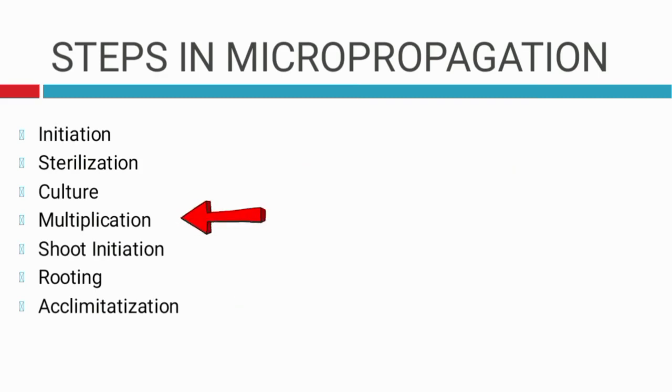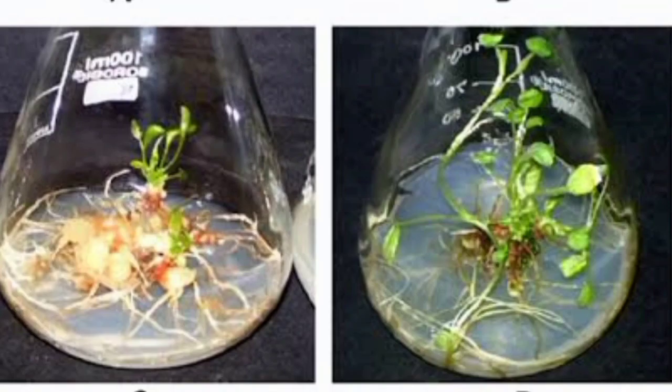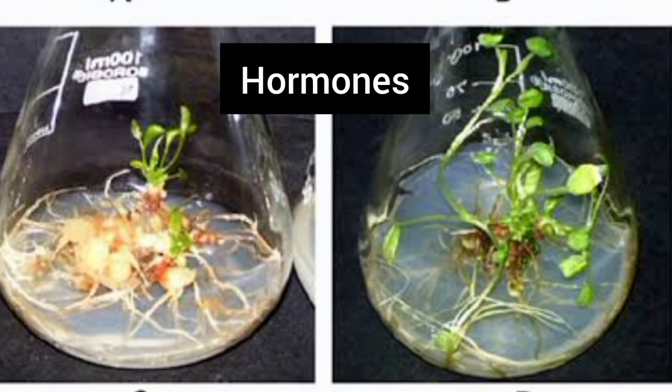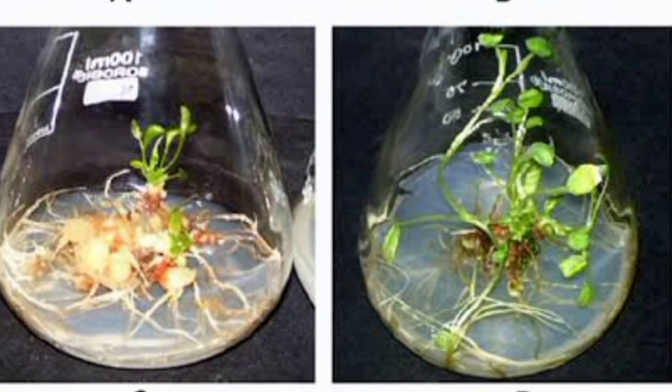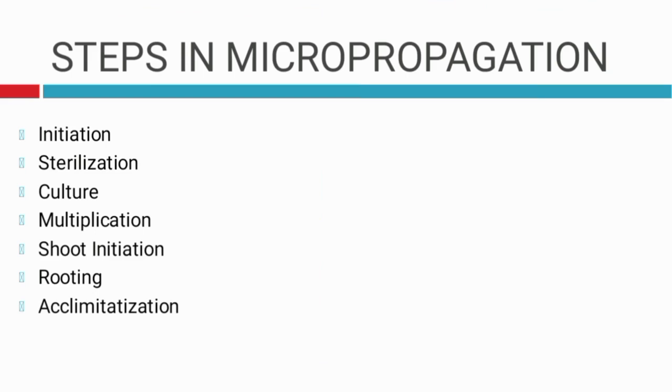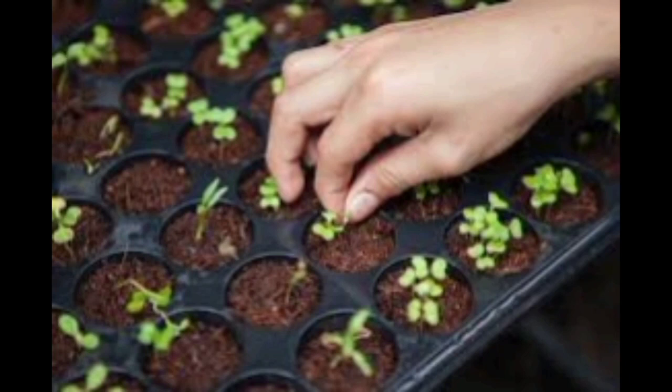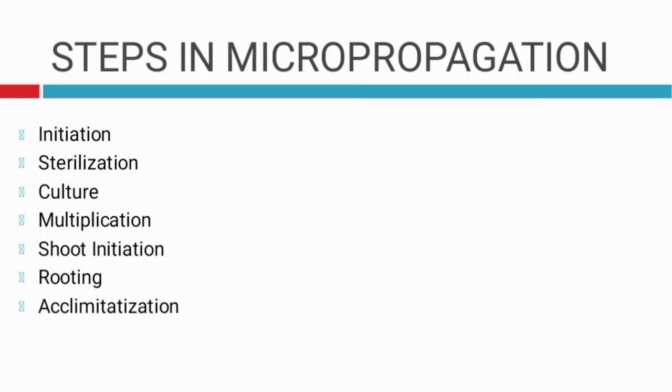And then after that we have multiplication of the plant cells, shoot initiation, rooting, and acclimatization. Shoot initiation and rooting has to do with introducing certain hormones into the culture that will enable the plants to grow better or grow properly. And acclimatization is basically introducing the cultured plant into the natural environment for it to adapt.